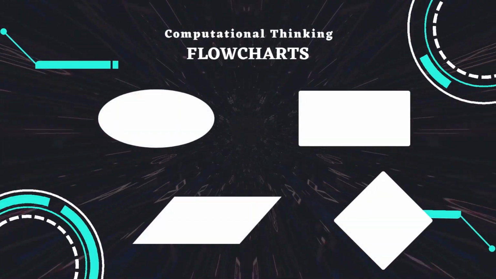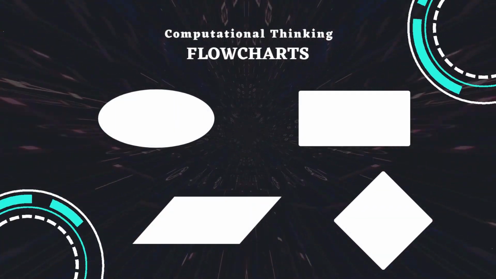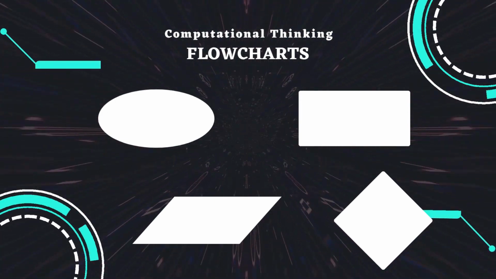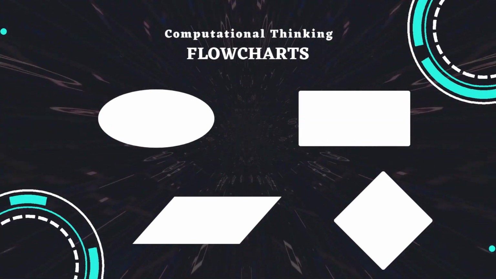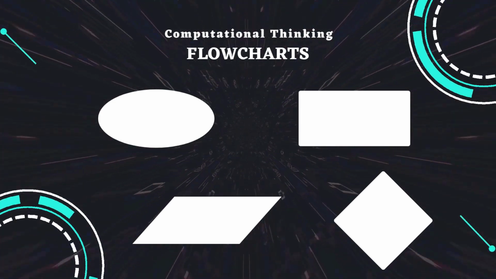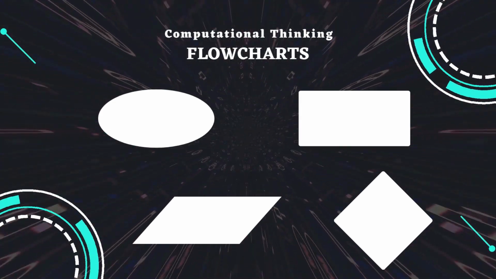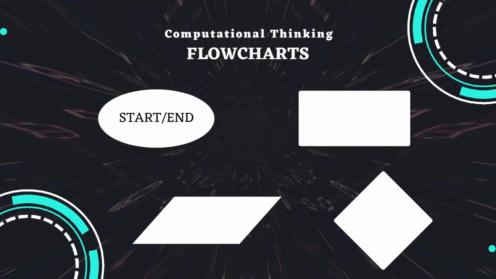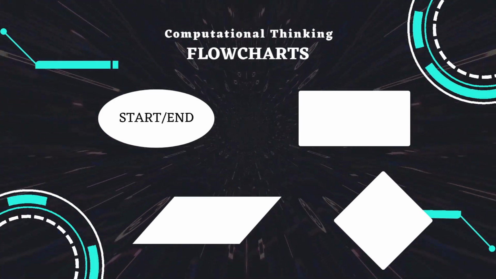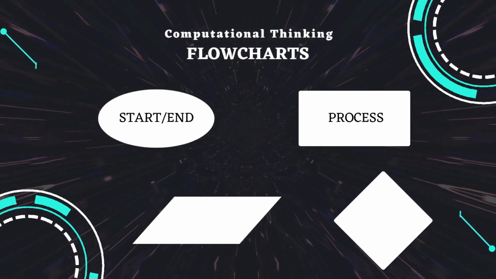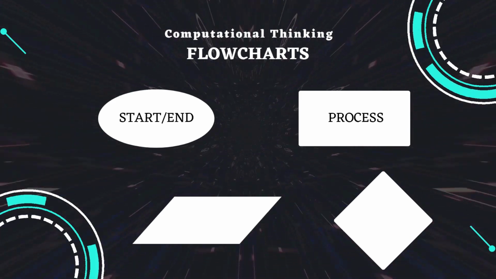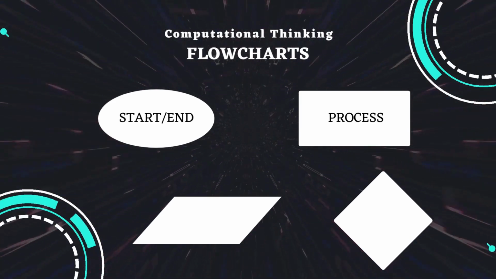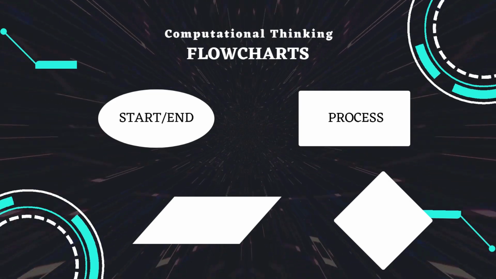These are the shapes commonly used when creating a flowchart: an oval, a rectangle, a parallelogram, and a diamond. These shapes are used to represent the different parts of the system. An oval shows the start or end of the system. A rectangle represents a process. Think of this as the part of the system you don't see happening, such as storing a value to a variable.